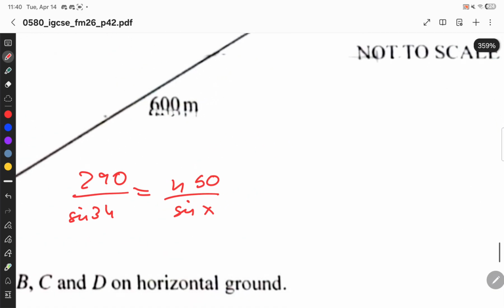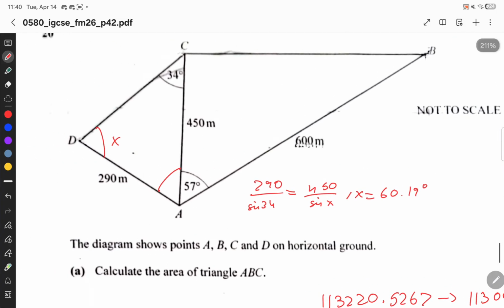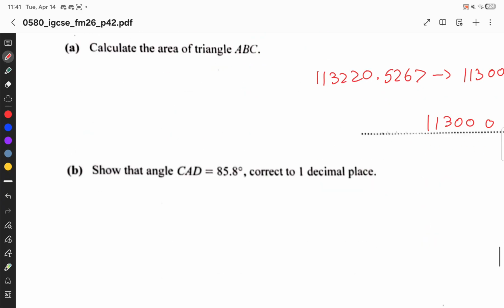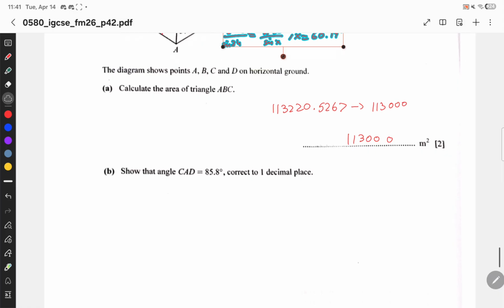So x is equal to sine inverse of 450 divided by 290 times sine of 34. This gives us x equal to 60.19 degrees. Next we do completion of angle: 180 minus 34 minus 60.19 is equal to 85.81, and we get the answer. Boom.